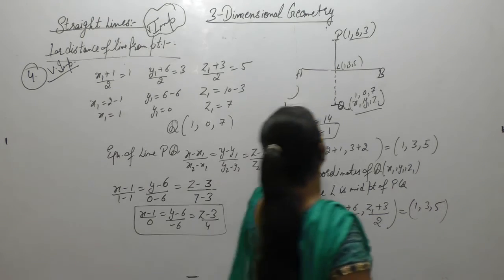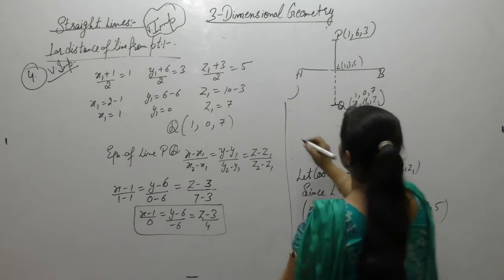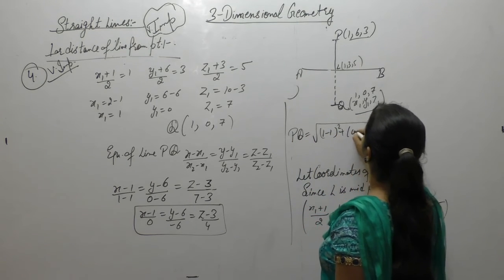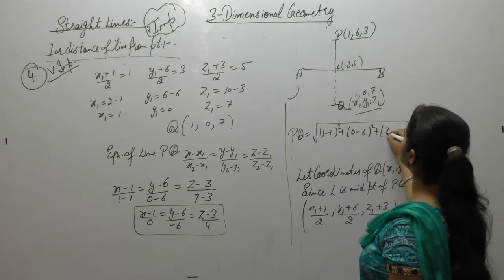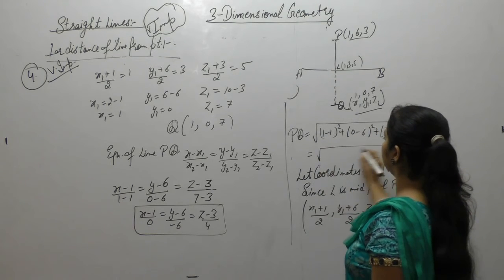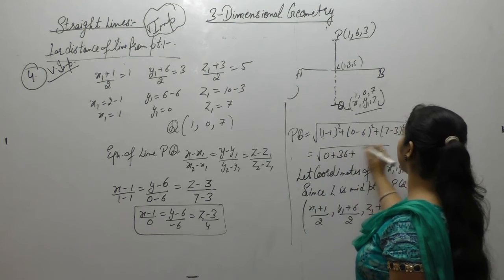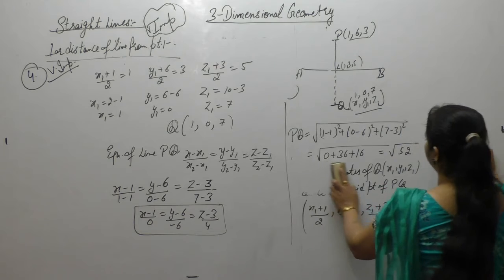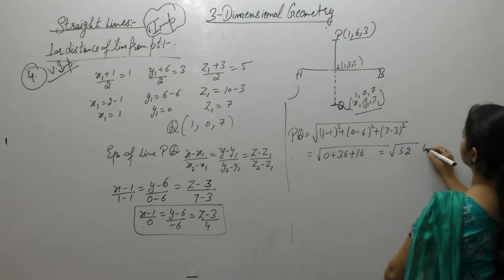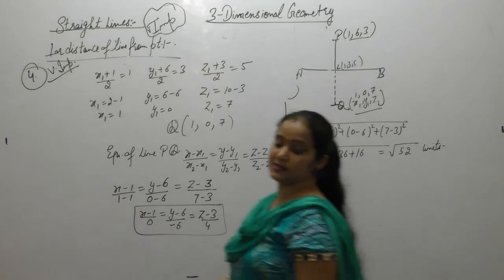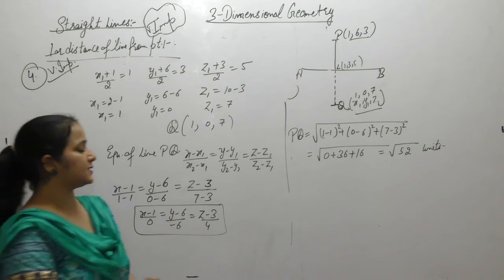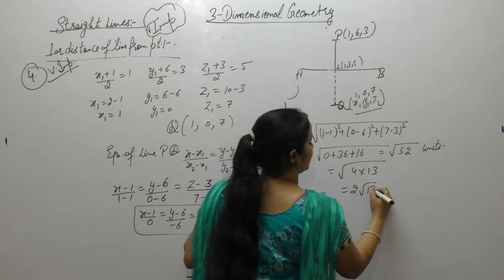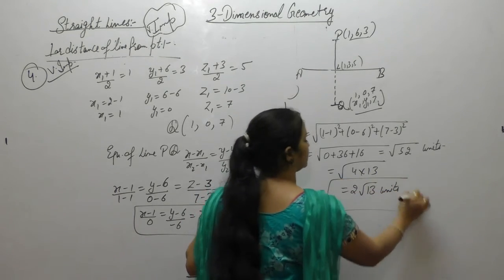Now we want to find the distance between point P and Q using the distance formula. Square root of x2 minus x1 whole square, y2 minus y1 whole square, z2 minus z1 whole square. 0, 6 square is 36, 7 minus 3, 4 square is 16. So square root of 52 units. So the distance between these points is square root of 52 units. We can write it as 4 into 13. So 2 square root of 13 units.